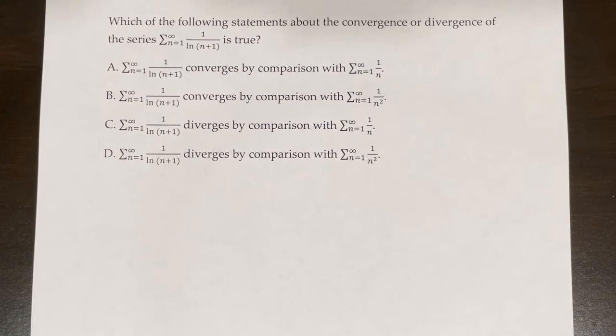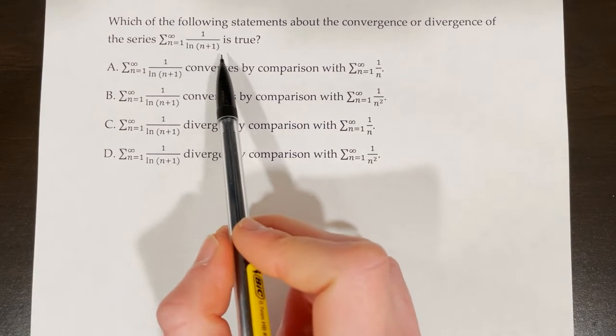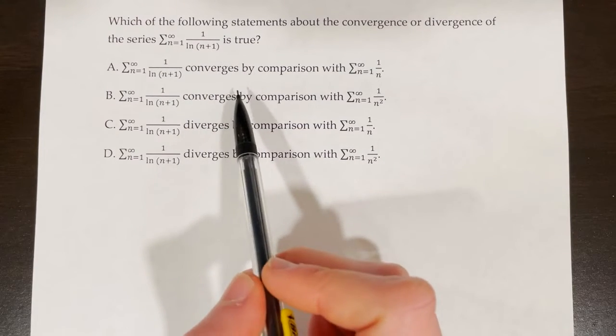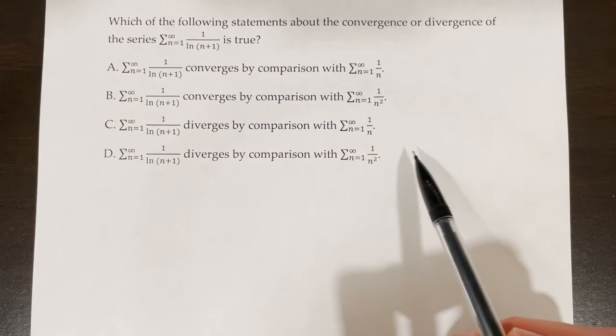Which of the following statements about the convergence or divergence of the series from n equals 1 to infinity of 1 over the natural log of n plus 1 is true? It says it converges by comparison with one of these, or it diverges by comparison with one of these.